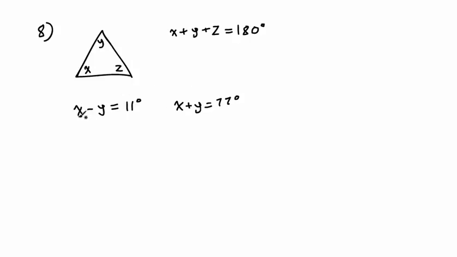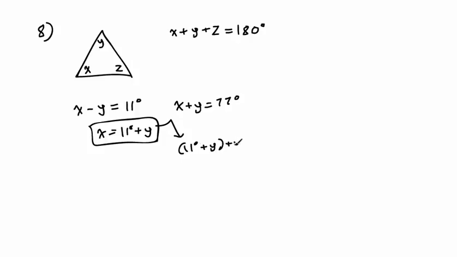This looks like there are 2 variables and 2 equations. So we can actually use what we learned in this chapter, the method of substitution. So let's isolate for x, and we add y to both sides, and we get x equals 11 degrees plus y. Substitute this into the other equation, and we get 11 degrees plus y plus y equals 77 degrees.